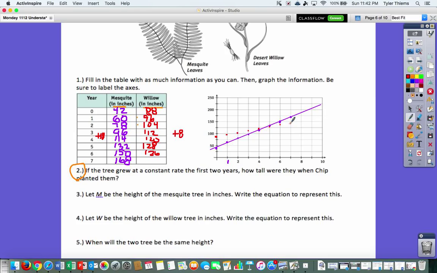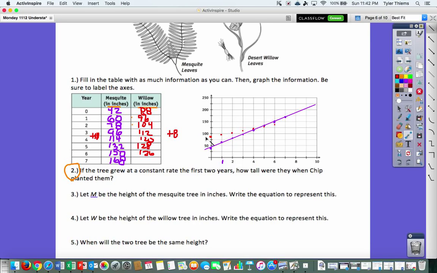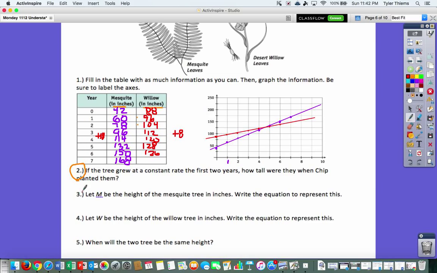Which is really interesting. So we graph these points. I'll let you finish the rest of those, but when we graph these points, you'll see that while the willow tree started taller, it actually got shorter as it went. Let's look at number 3.